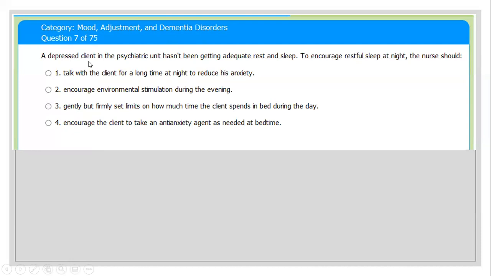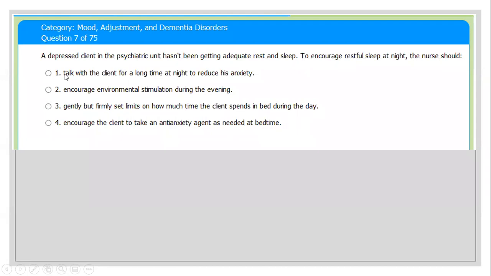Next question. A depressed client in the psychiatric unit has not been getting adequate rest and sleep. To encourage restful sleep at night, the nurse should: number one, talk with the client for a long time at night to reduce his anxiety. Number two, encourage environmental stimulation during the evening. Number three, gently but firmly set limits on how much time the client spends in bed during the day. And number four, encourage the client to take anti-anxiety agents as needed at bedtime.